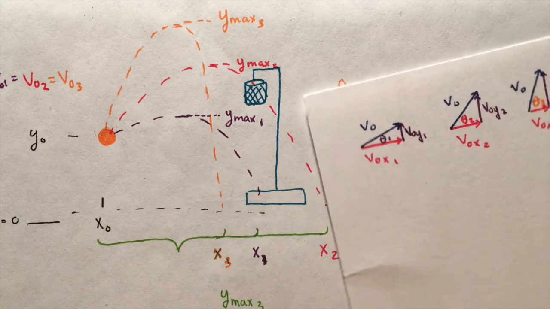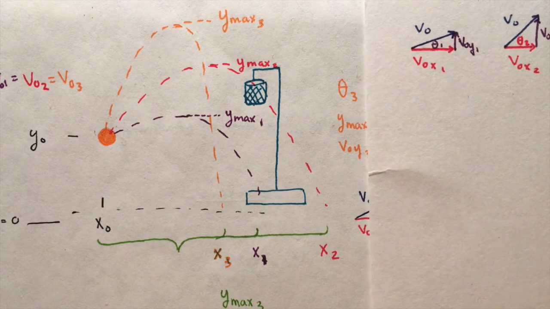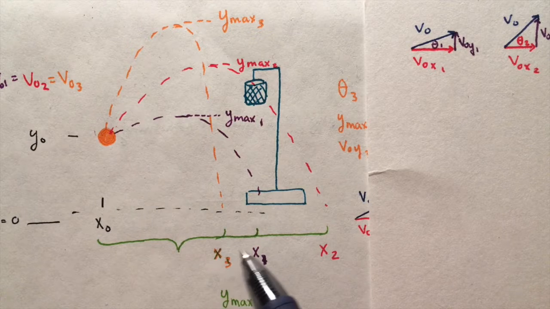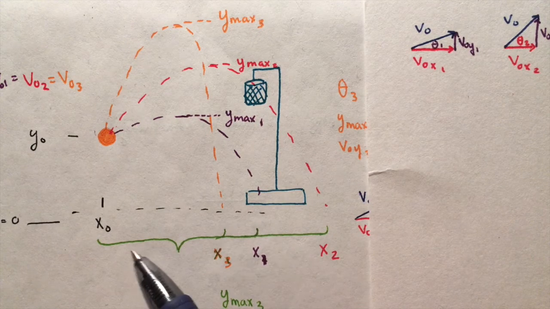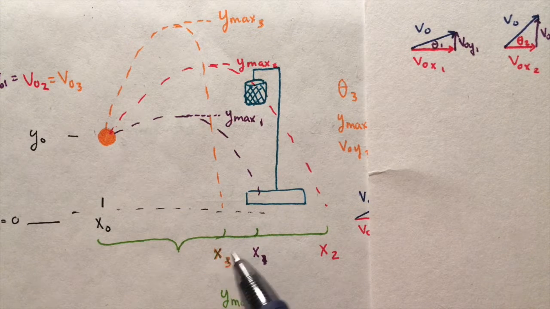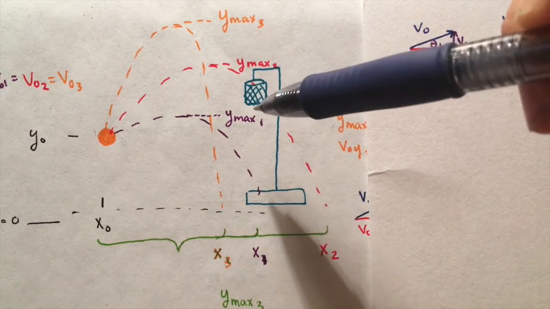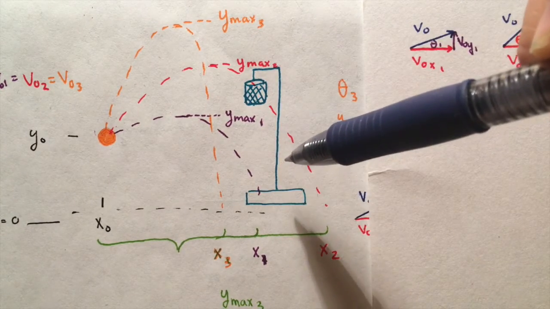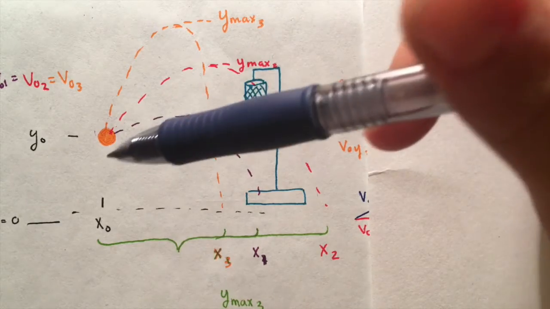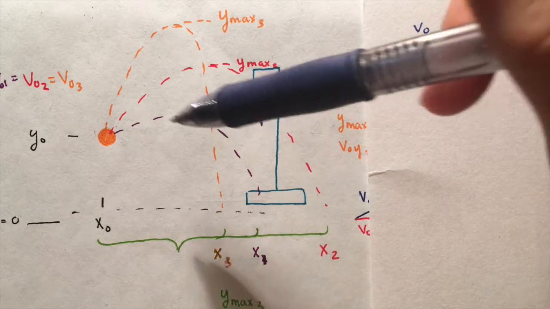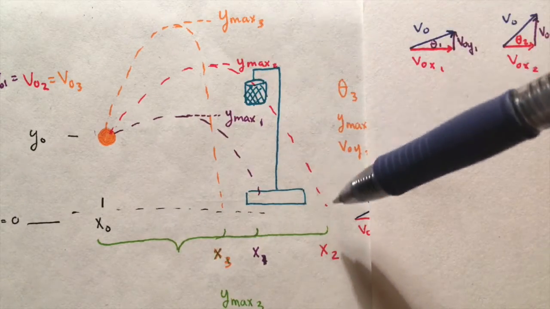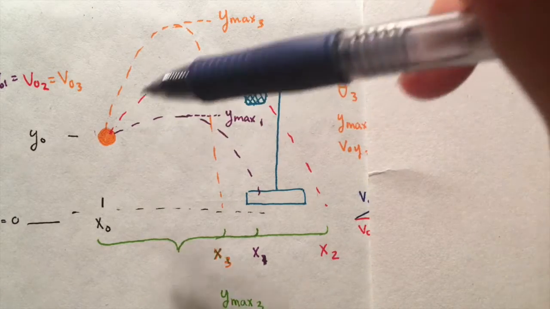Did the launch angle affect how far the ball went? Well, here's x3, x1, and x2, or the horizontal displacement of the ball. In the video, the basketball pole was in the way, so they often bounced back, but if there was no pole in the way, then the ball would keep following its parabolic path, its curved path.